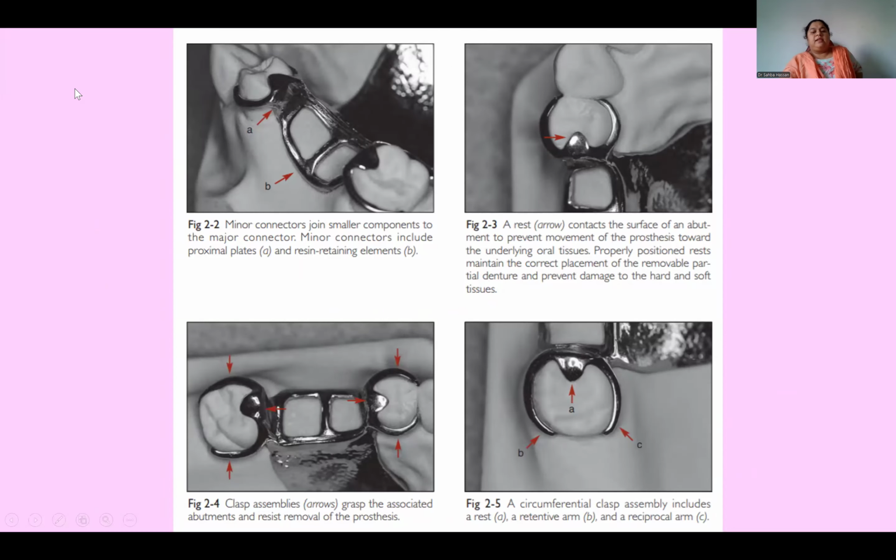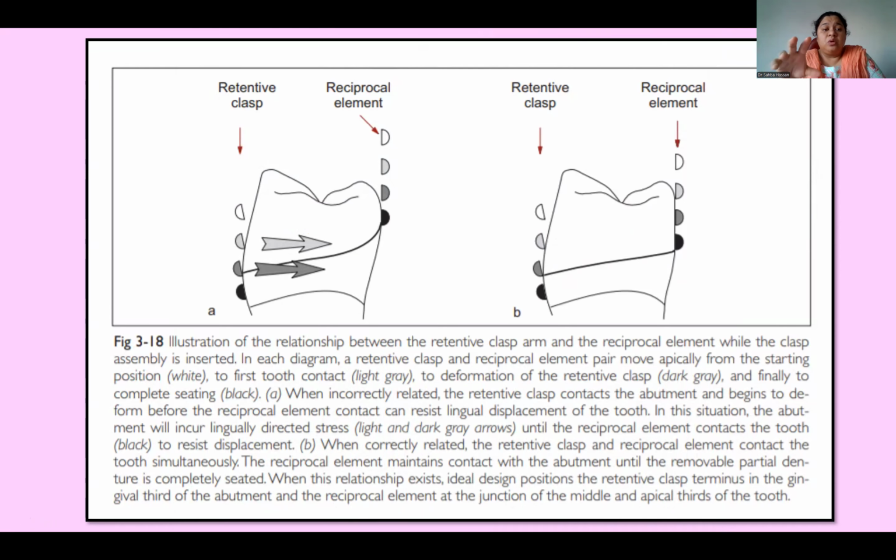So I wanted to tell that these are the rests, how you have to place them, and clasp assemblies grasp the abutment and resist removal of the prosthesis. A circumferential clasp includes a rest, a retentive arm, and a reciprocal arm. This you will go into in direct retainers, which is a completely different chapter. Clasps are called direct retainers. You have to know that the retentive arm is always on the labial side and the reciprocal is on the lingual side. You should know when the retentive clasp has to touch the abutment and when the reciprocal.